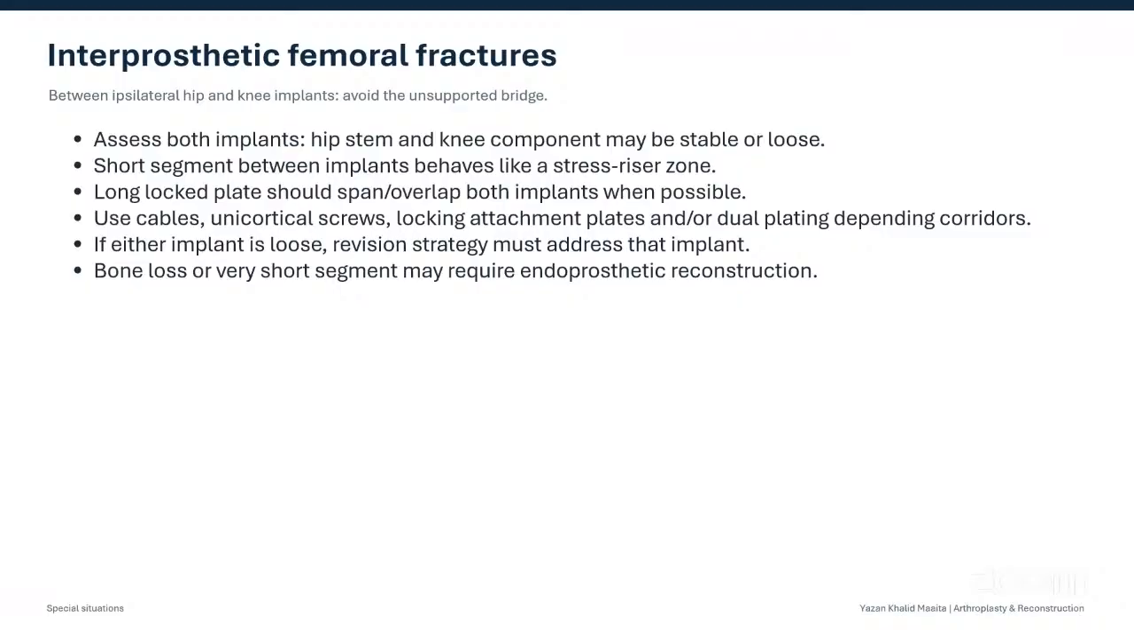A long bridging plate should span over both implants when possible. Use cables, unicortical screws, plate attachment, locking plate attachment, or dual plating, depending on the case. If either implant is loose, revision is needed and the implant must be addressed. Bone loss or a very short segment may require endoprosthesis reconstruction.